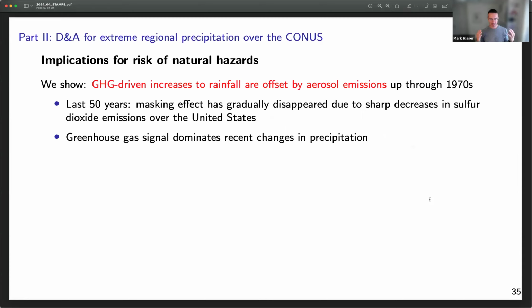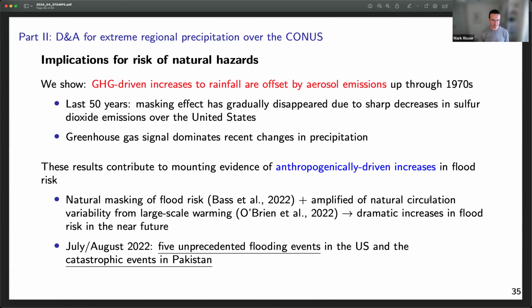So again, we have these two players. One is causing rainfall to increase. The other is causing rainfall to decrease. But over the last 50 years, the thing that's causing rainfall to decrease has essentially been turned off. So what that means, I think, is that we could expect the greenhouse gas signal to dominate recent and near future changes in precipitation.